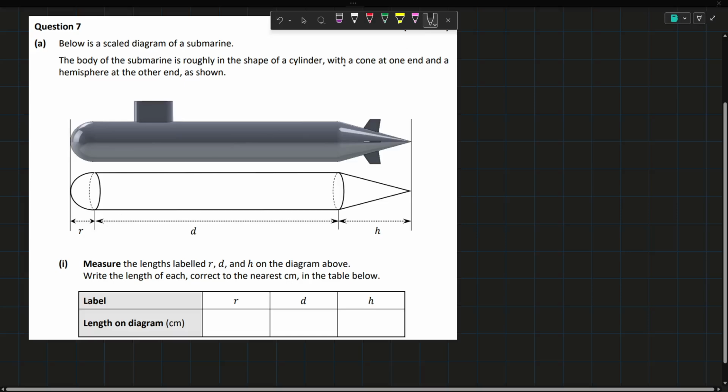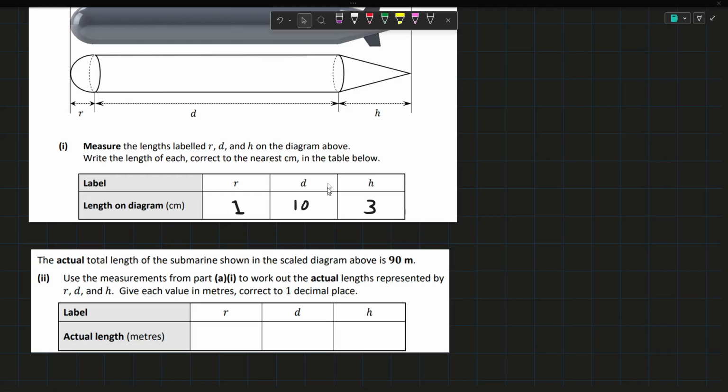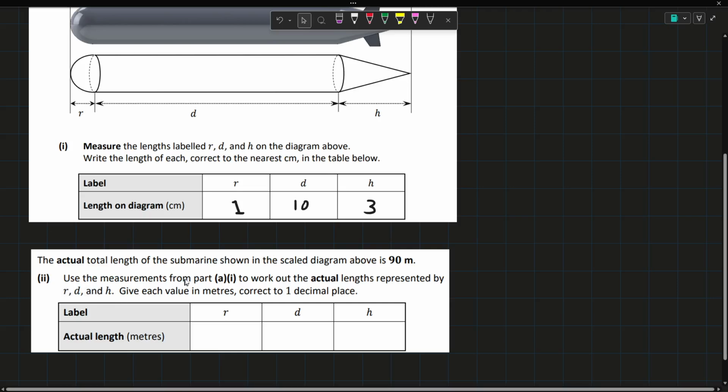2025 Paper 2, Question 7. We're told to measure these lengths, which I can't really do on a video, but basically you just take your ruler out, you get R to be 1, you get D to be 10, and you get H to be 3, and that's that part. In part 2, we're told the actual total length, and we use that to figure out what the actual lengths are for R, D, and H.